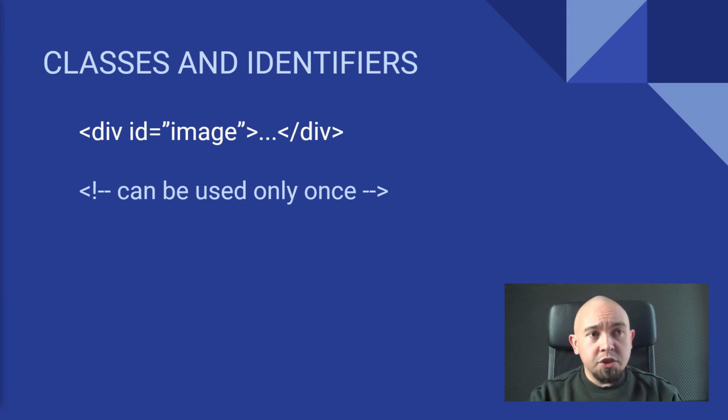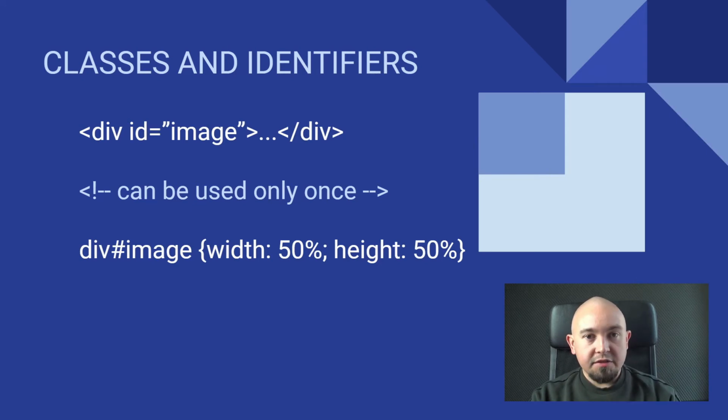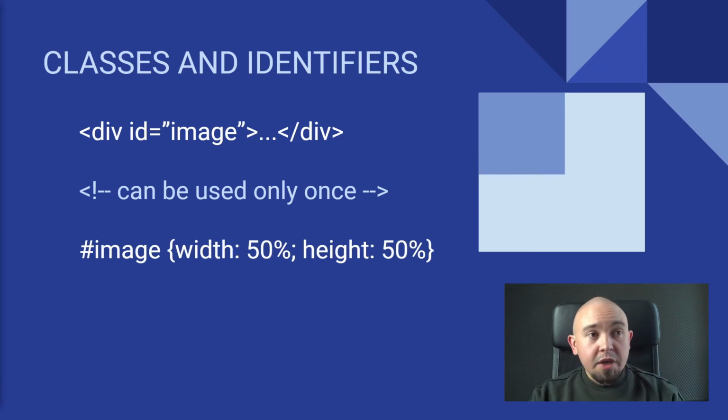The most important thing we need to know about the ID attribute is that we can use it only once in our document. We can have many IDs with different values, but we can't put the ID with the same value in two different elements. Now, how do we refer to our element with the ID in CSS to change its width and height? We have to use this notation, div hash image. Then we declare the width and the height of our element. Since we can place our ID only once, there's no need to put the div in front of our selector in CSS, because we can tell the CSS to find any element with our ID, no matter if it's div, p, or span.